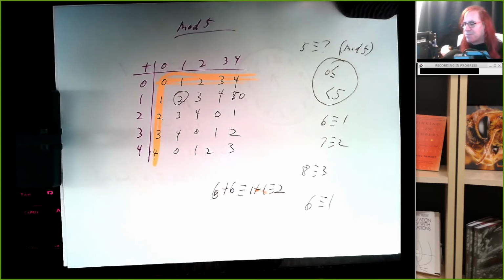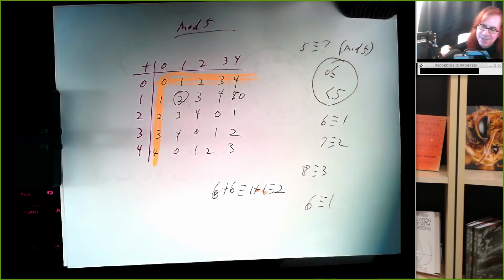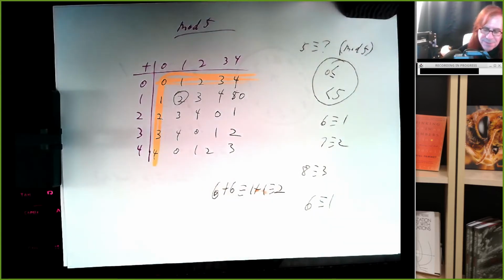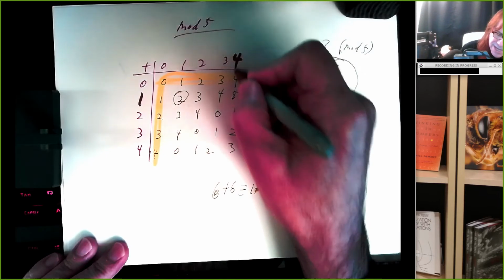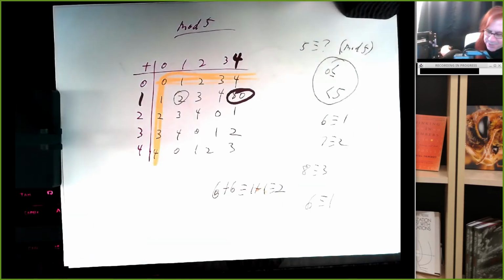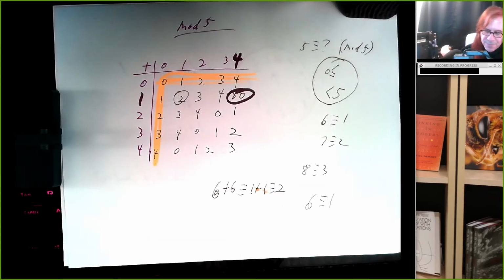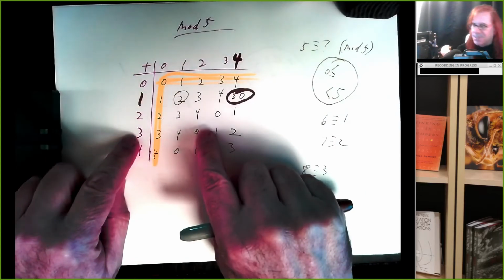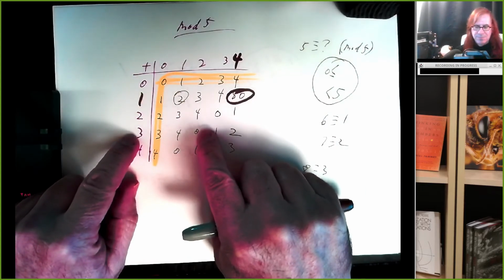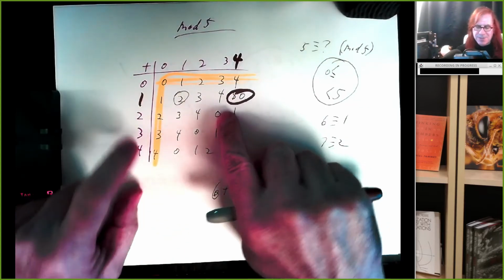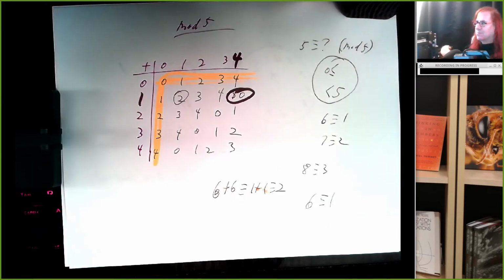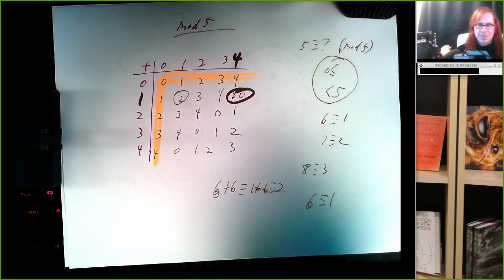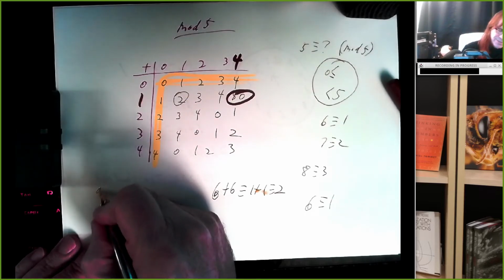And there's one other property that's really useful, and that's called inverses. For any number, there's something I can add to that number that gets me back to 0. For a 3, I can add a 2, that gets me back to 0. For a 2, I can add a 3. For a 4, I can add a 1. For a 0, I can add a 0. And these are called additive inverses.